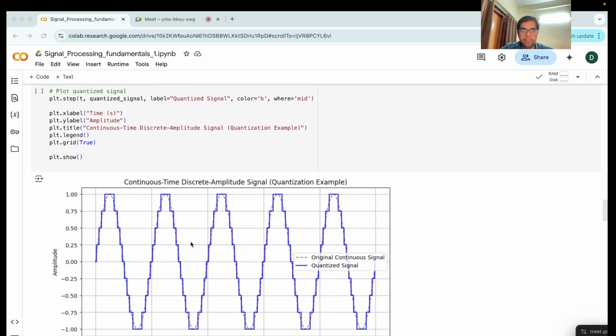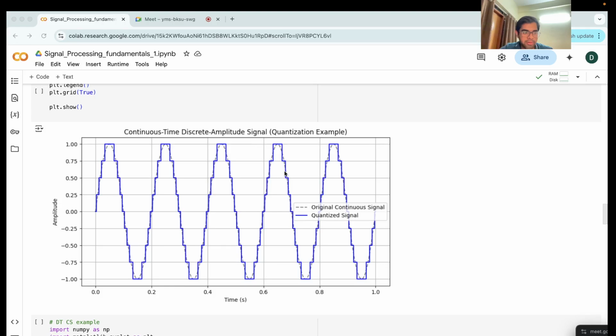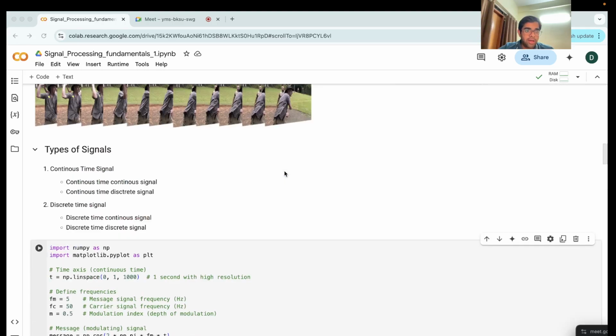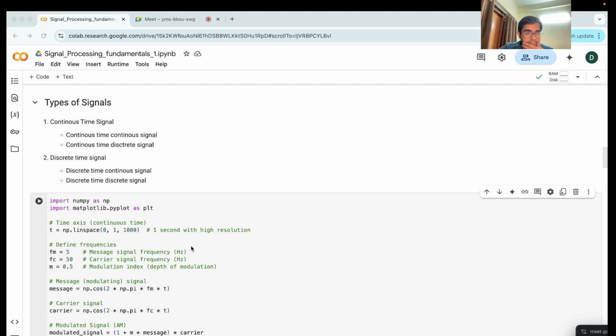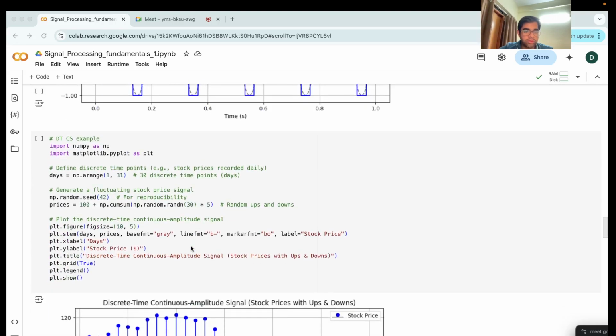So basically you can't represent a number exactly, you have to quantize it to some level, and those are discrete levels. So this is an example of a continuous time discrete amplitude signal. Okay, and then there is also a discrete time continuous signal.